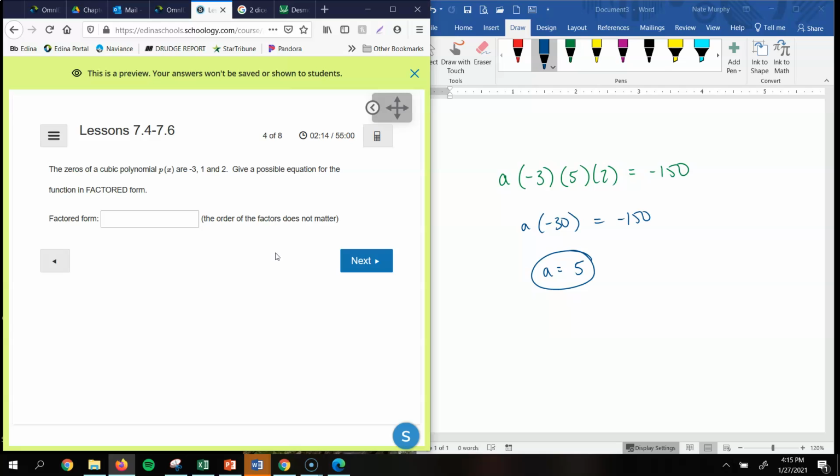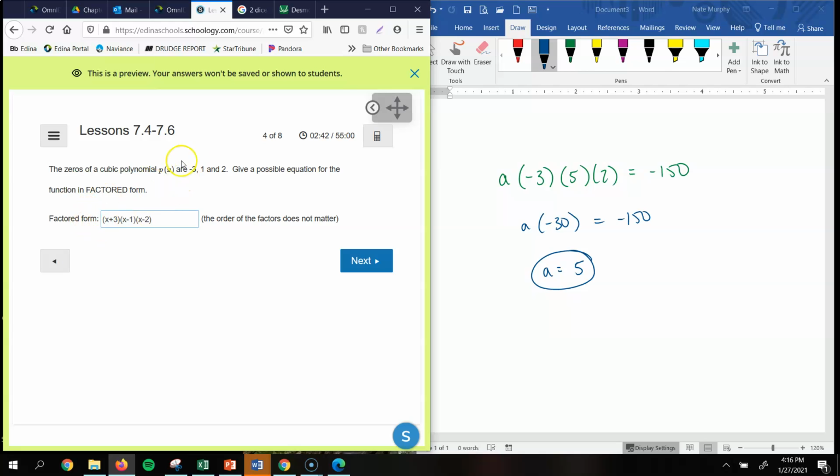Okay, so here we know the zeros of a polynomial are negative 3, 1, and 2. Give a possible equation for the function in factored form. It doesn't matter what order you put these in, but we don't want to put any spaces in here. One of the zeros is at negative 3, so x plus 3 would be the factor. Another zero would be 1, so x minus 1 would be that factor. And the other zero is positive 2, so x minus 2 would be the other factor.